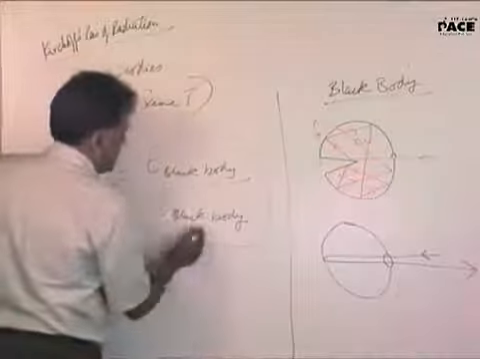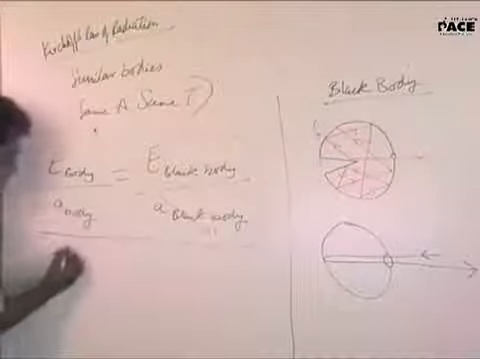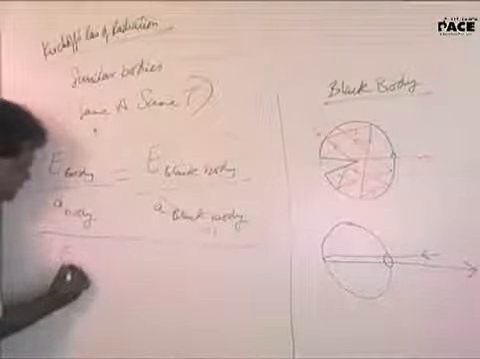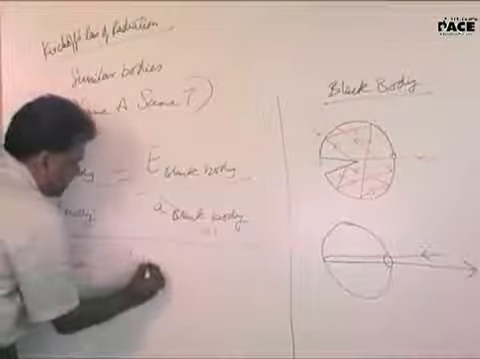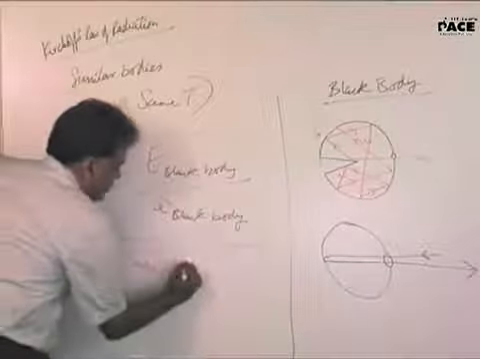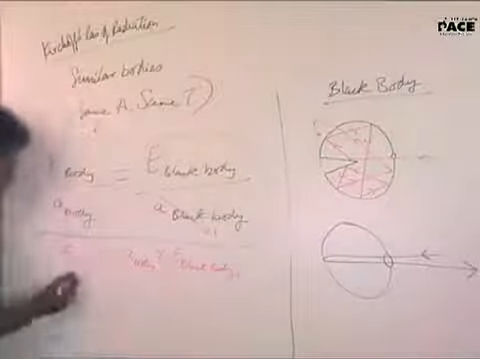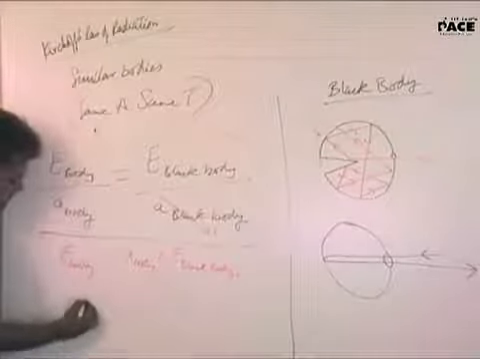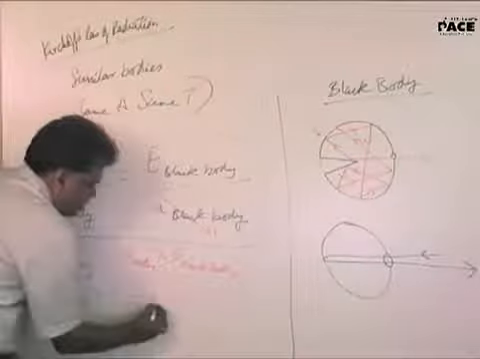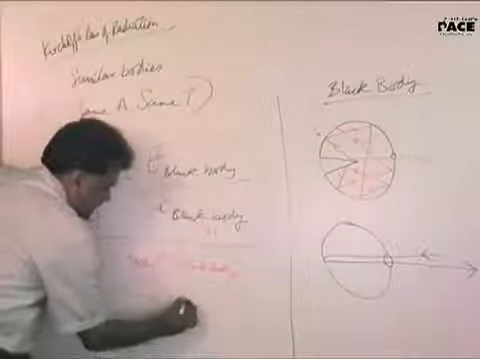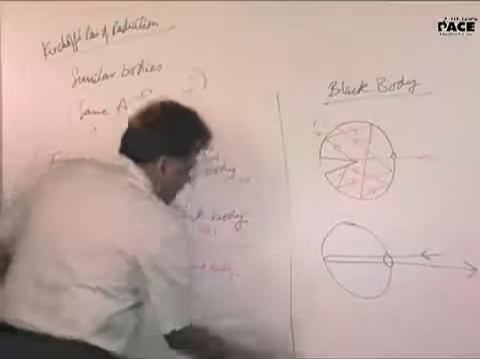But we know that absorptivity of a black body is 1. So what we get is emissive power of a body equals absorptivity of a body times emissive power of a black body. For a general body, this is epsilon sigma A T power 4. This is for the body. And this is for a black body, epsilon sigma A T power 4.